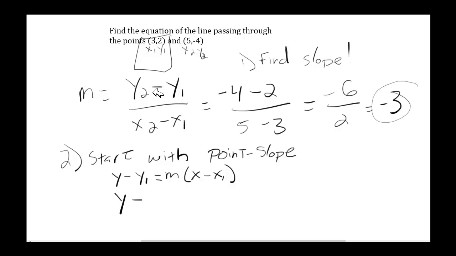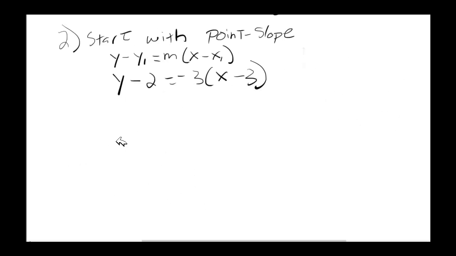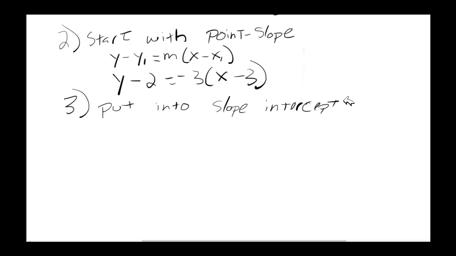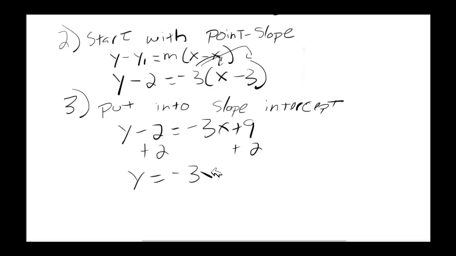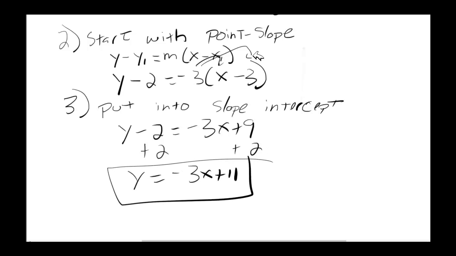We got y minus y1, which is 2, equals our slope, parenthesis x minus x1. And now I'm going to make some more space here. I'm going to put this in slope-intercept form, because usually it asks you for that. Okay, I'm going to distribute the minus 3 in. So I got y minus 2 equals minus 3x plus 9. One more step, move the 2 over, and we have our equation: y equals minus 3x plus 11. And both points should work in here.